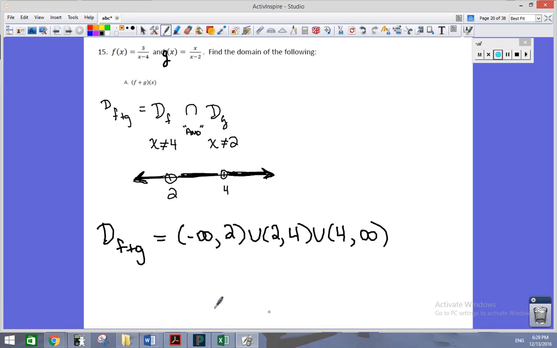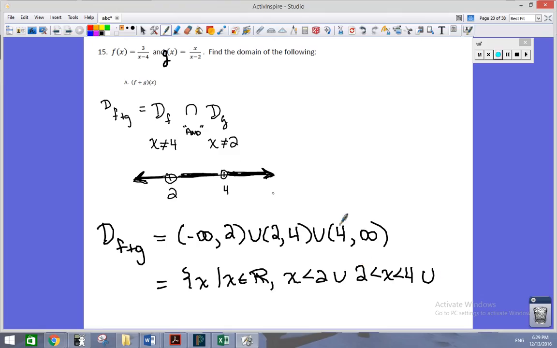In set builder notation, it's the set of all x such that x is an element of the set of real numbers, and x is strictly less than 2 in this interval, or in this middle interval, 2 is less than x, which is less than 4, or in that third interval, x is bigger than 4. You'll never have the infinity symbols in your set builder notation. We only have inequalities, and we never use infinity symbols when we write an inequality. Alright, so let's move on to the next one.